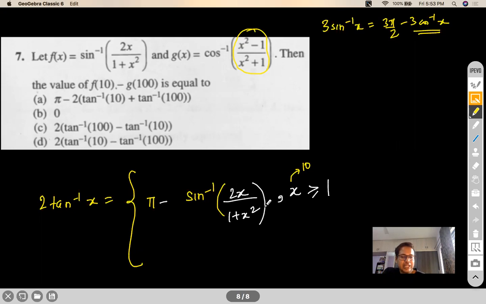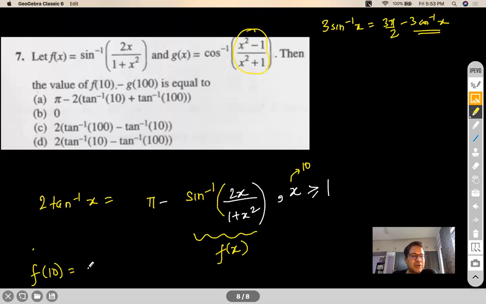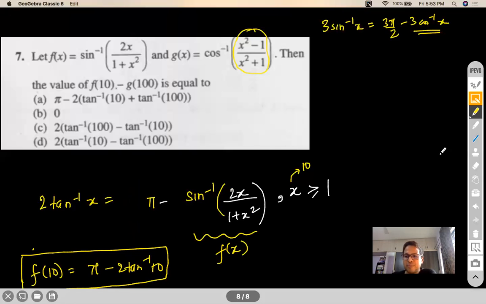Yes or no? Any questions here? Okay. So my f10 value, I should have made this shorter here. I should not have written anything here, by the way. It's a single formula which I want to write. So this is my fx, right? So my f10 value would have been, correct me if I'm wrong, pi minus 2 tan inverse 10. So this is one thing that I require in my problem, right?